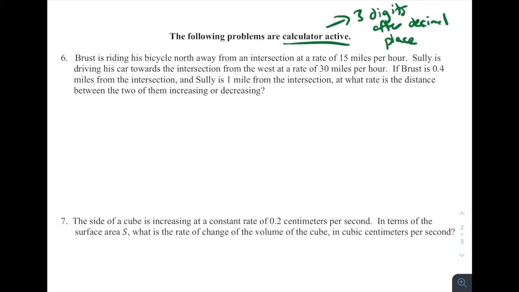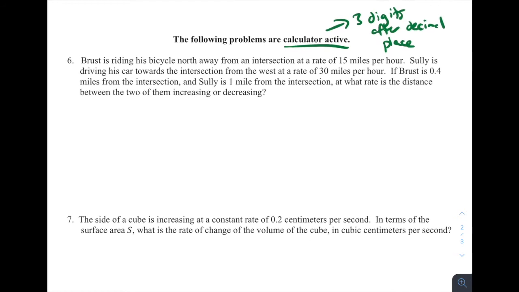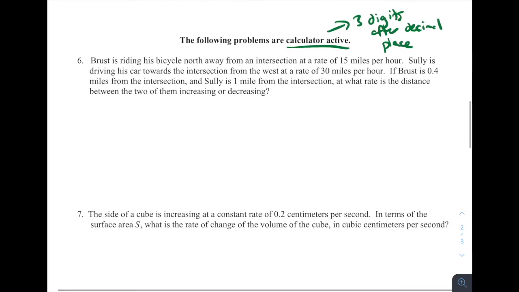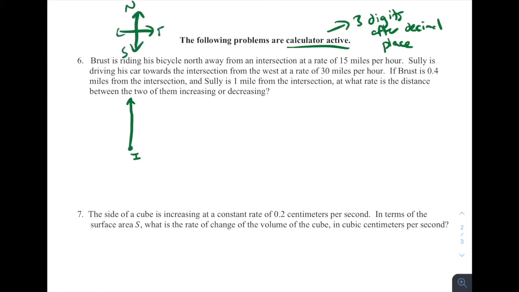All right. Brust is riding his bicycle north away from an intersection at a rate of 15 miles per hour. So here is our intersection. I'll call that I. We've got a person, Brust, who's riding northbound. And again, also useful to make sure that you have your directions handy: north, south, east, and west. And so this is Brust riding his bicycle northbound away from the intersection.